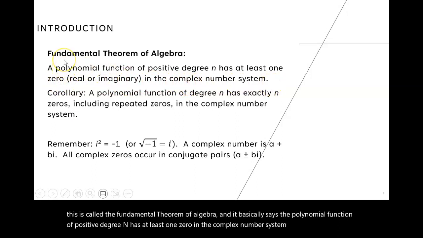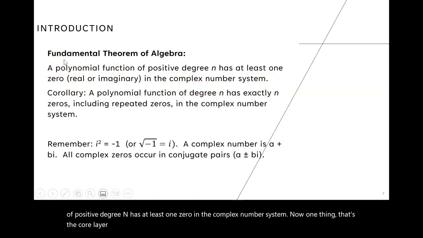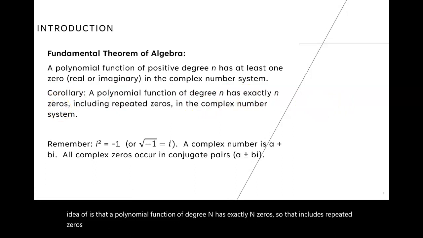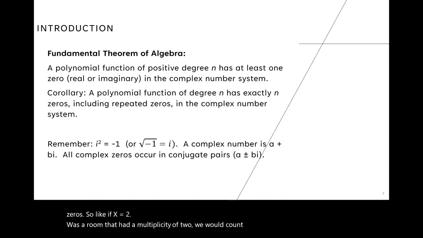system. Now, one corollary of this that'll be really important going forward, and we kind of already have an idea of, is that a polynomial function of degree n has exactly n zeros. That includes repeated zeros. Like if x equals 2 was a root that had a multiplicity of 2, we would count 2 twice. And this is in the complex number system.